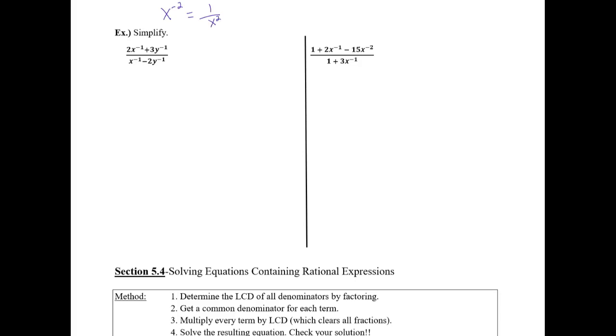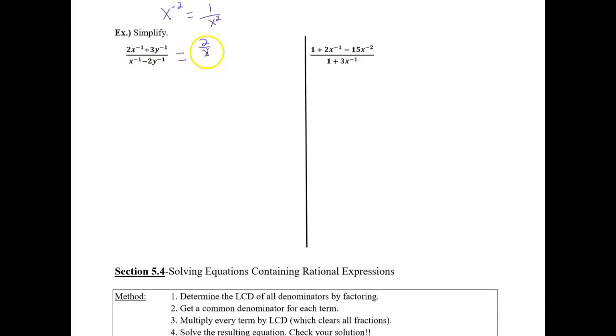So each one of these terms with a negative exponent, I have to take the reciprocal of just the piece with the negative. So for example, 2 times x to the negative first, that 2 does not have a negative exponent. Just the x has a negative exponent. So my first step is to rewrite every single term with a negative exponent. The 2 does not have a negative exponent. It stays in the numerator. I take the reciprocal of x to the negative first power, which is just x to the first, but now in the denominator.